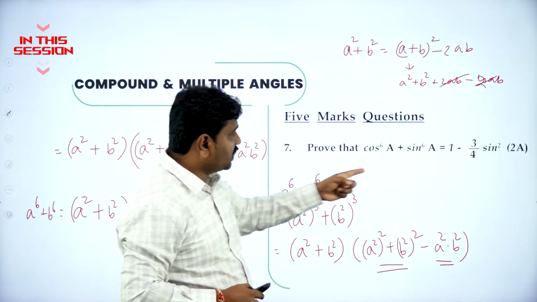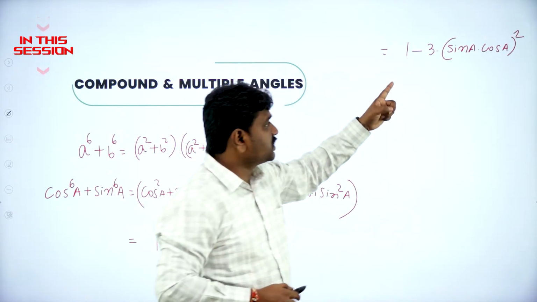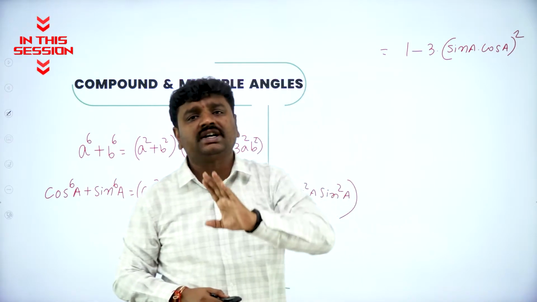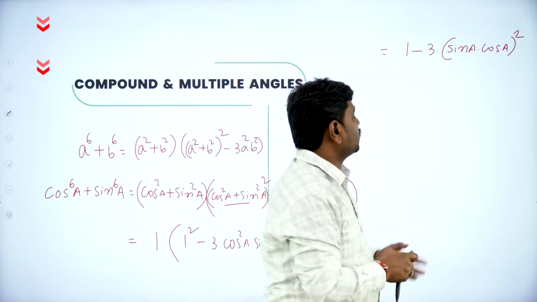All of you know multiple angle. If you see the RHS, in the RHS they want sin 2a. If you want sin 2a, you know sin 2a is what? 2 sin a cos a. What is missing in it? 2 is missing. So introduce 2.